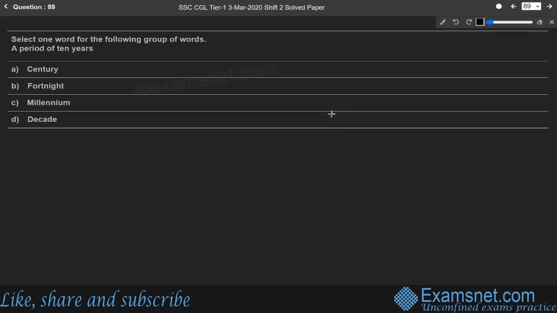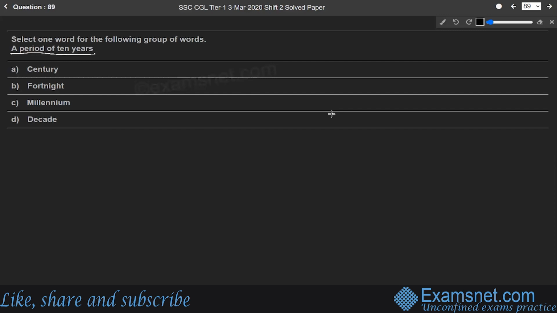Next question is select one word for the following groups of words. And the group of words is a period of 10 years. So we have to identify one word for this given group of words, that is a period of 10 years. So in order to get the answer, we must first know the meaning of all the given options. Then only we can identify the correct word for the given group of words, right? So let us have a look towards all the options.